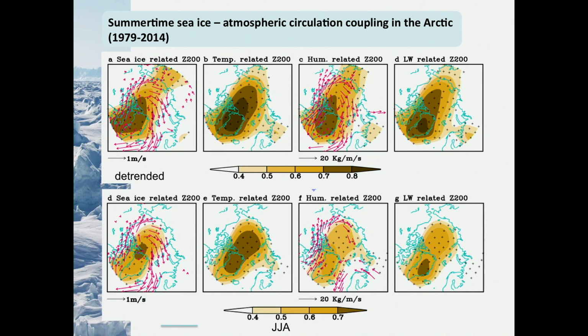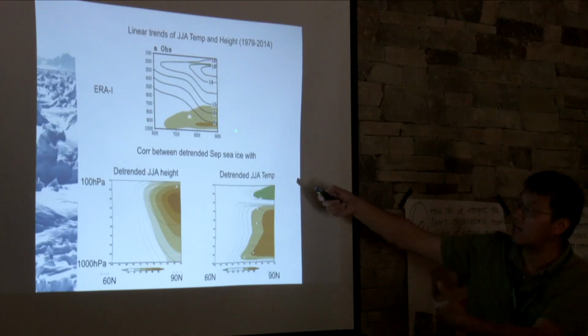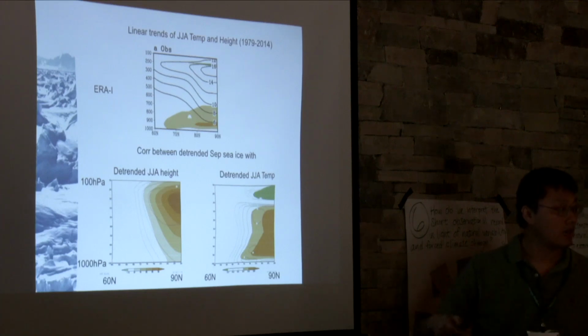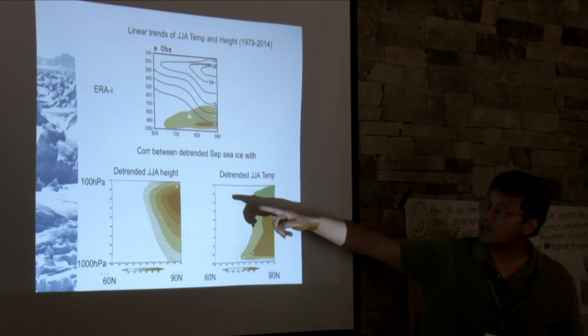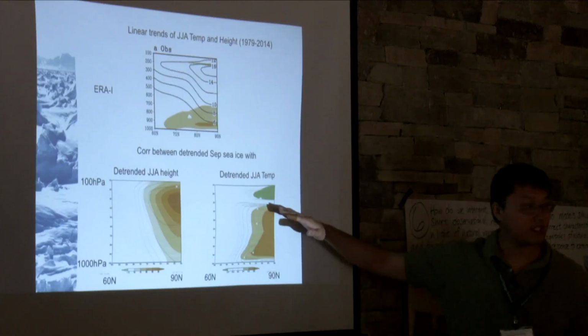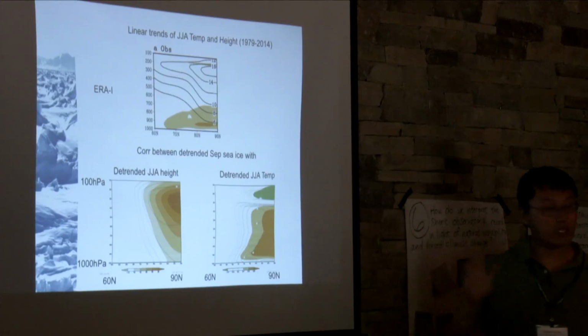If the model cannot capture this feature but can still get some melting, we need to understand why the model can do that. Another thing I put here is the observed vertical structure. I'm using September sea ice correlated with this vertical structure. This is a regression, the shading is the regression, and the contour, not clear here, is the correlation. I detrended everything. So that means September sea ice is correlated with the JJA geopotential height in this pattern and with temperature in this pattern. We tried different leads and lags and found this very robust feature.